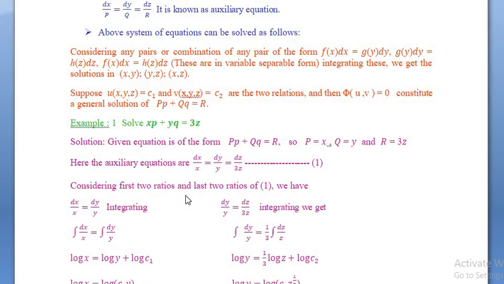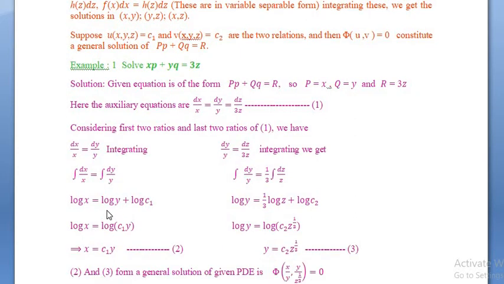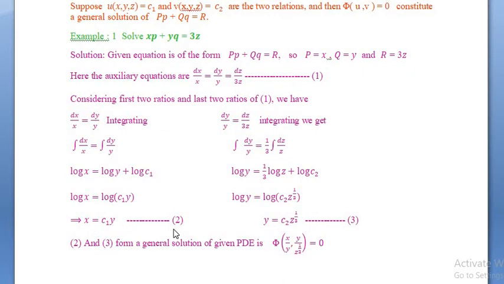Considering the first two ratios and the last two ratios of equation 1, from the first two ratios we have dx by x equal to dy by y. Integrating, we get integral of dx by x equal to integral of dy by y, that is log x is equal to log y plus log c1. We get log x is equal to log of c1 y. It implies x is equal to c1 y, and we call it equation 2.